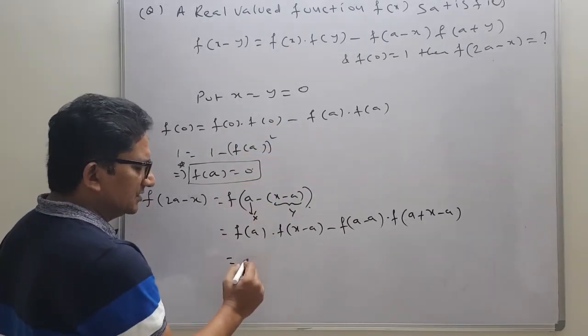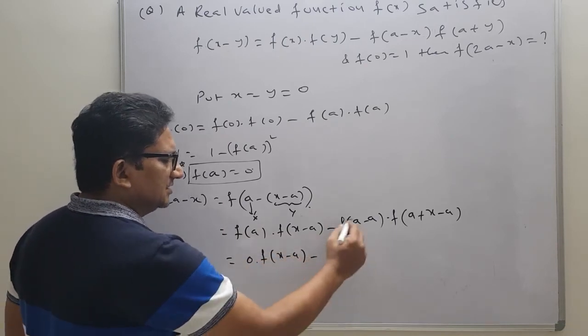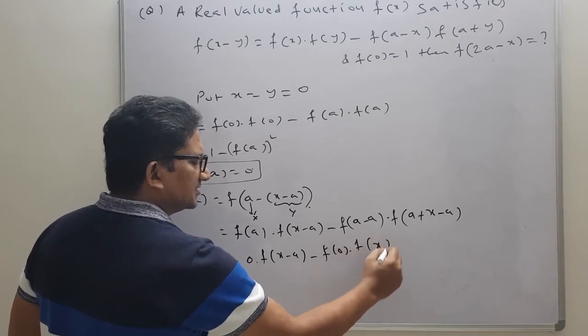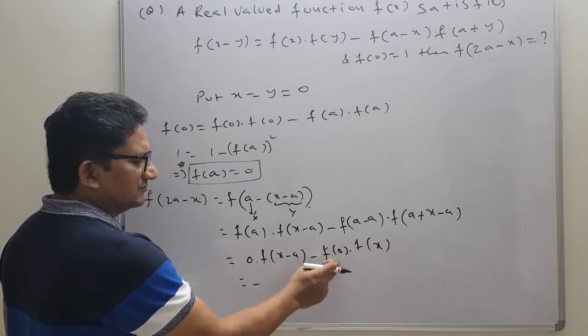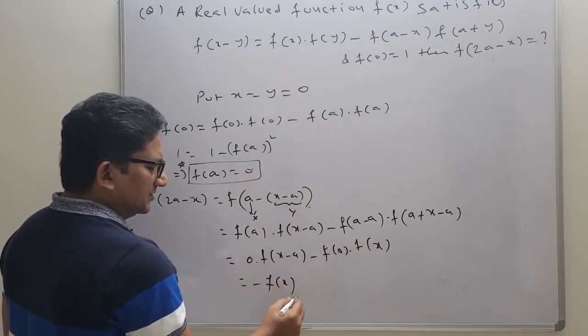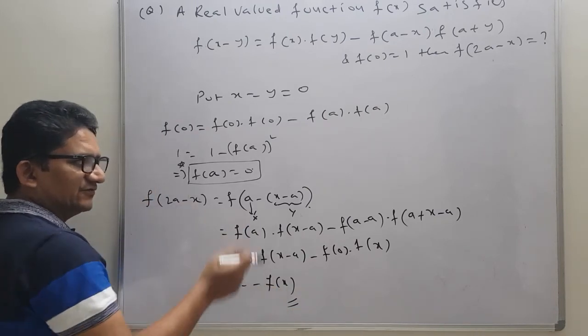F of a we got 0. 0 into f of x minus a minus here we will get f of 0 into f of a cancel there, so we will get x. So 0 into anything will be 0 minus f of 0 is 1 given into what left? F of x. So f of 2a minus x is equals to minus f of x.